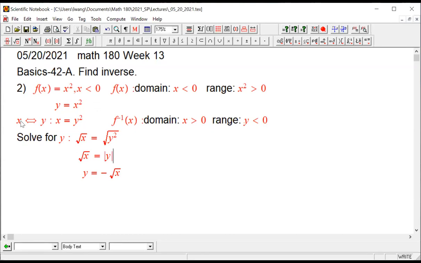So this is the process. It's not simply just a switching of symbols. It's also a switching of domain and range.